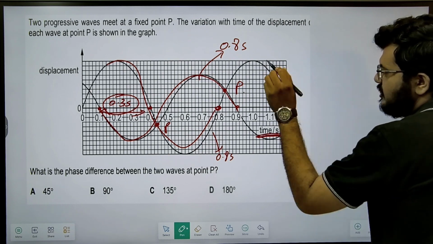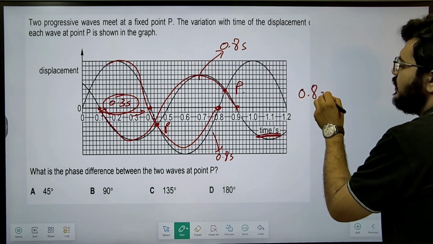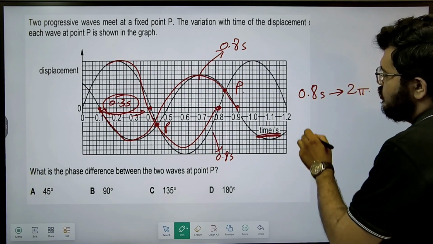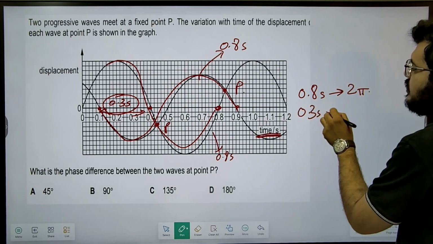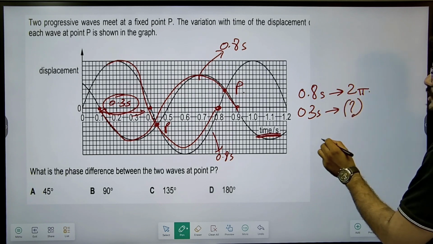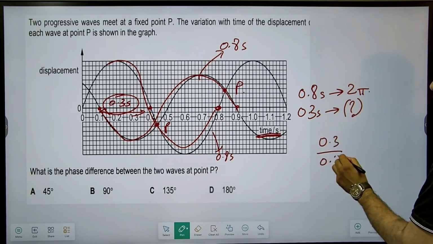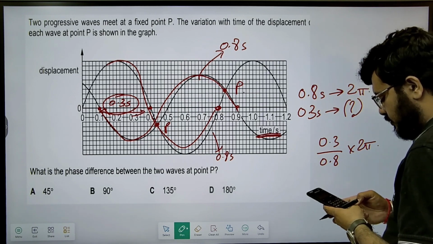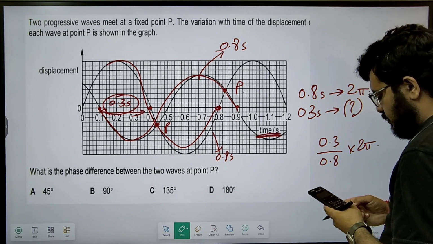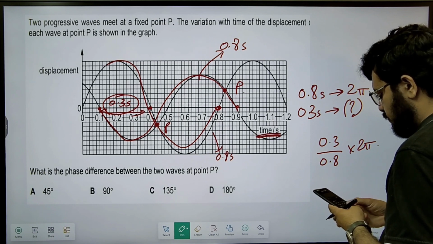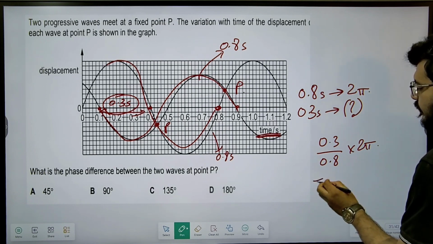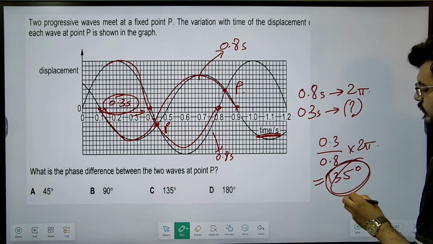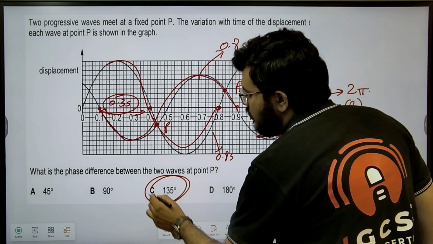So I'll simply write that if 0.8 seconds is 2 pi, right? In angle terms, it is 2 pi. So 0.3 seconds is how much? Simply 0.3 upon 0.8 into 2 pi. That gives me 135 degree, right? Which is your option C again.